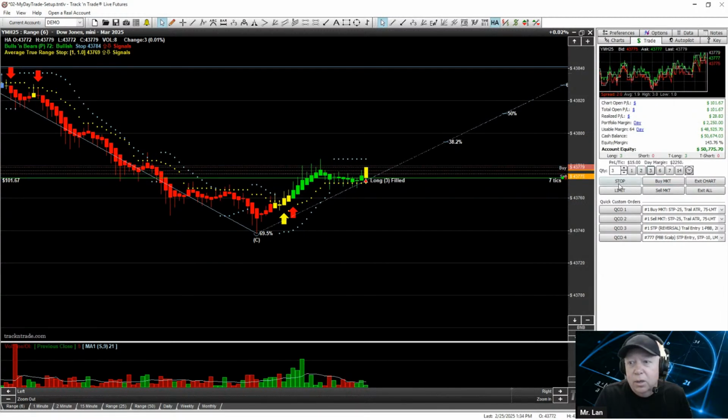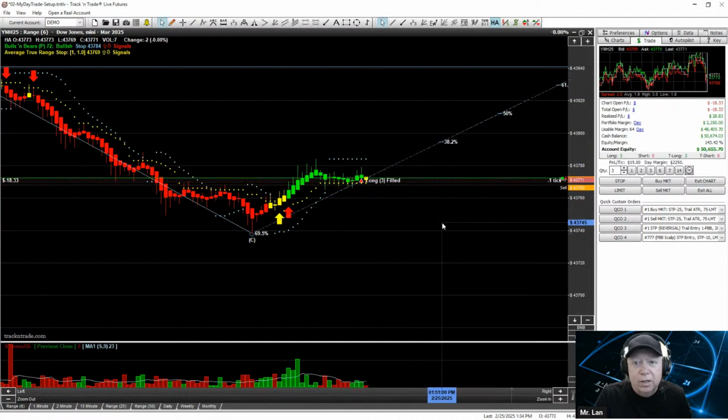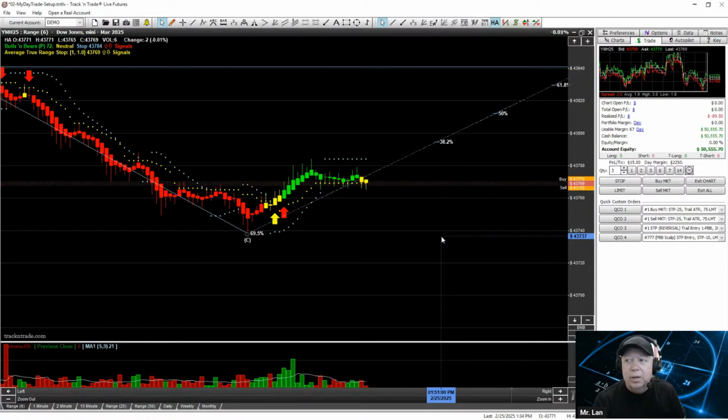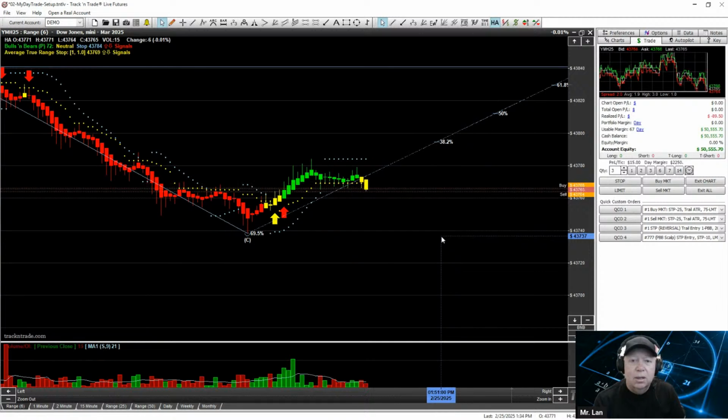Okay, we're going to come in here and we're going to put our stop right here. And if it comes back down, we'll just get back out. Don't come down. Oh, came down anyway. After all that, took away our money.